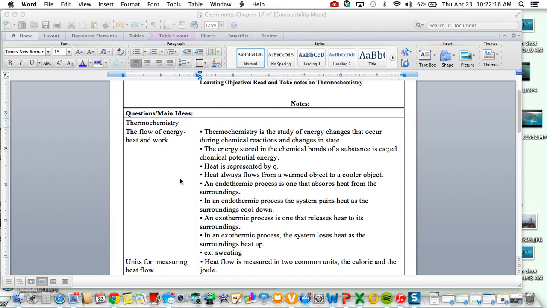One is an endothermic process, and that's when heat is absorbed from the surroundings, so the object is gaining heat. The other is an exothermic process, and that's when it's releasing heat to its surroundings.